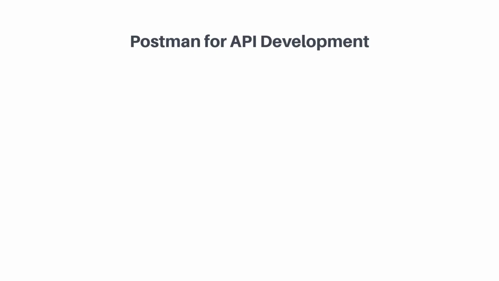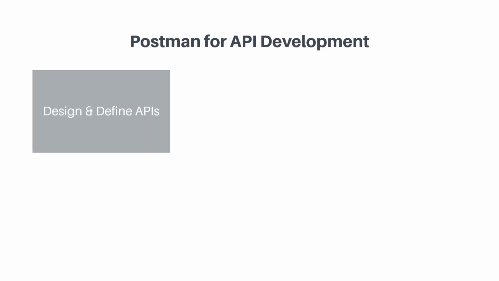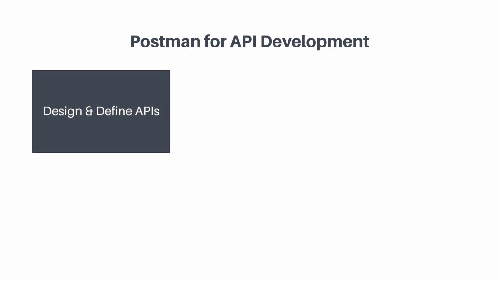Let's look at some of the main use cases of Postman. First and foremost, it is used to design and define APIs. You can use the Postman tool to design the API as per the specifications given for your specific requirement. Once you have designed it, you can also use the same tool to define those APIs. To define the APIs, you use various formats such as OpenAPI specifications and so on.